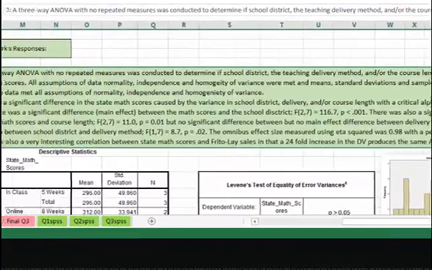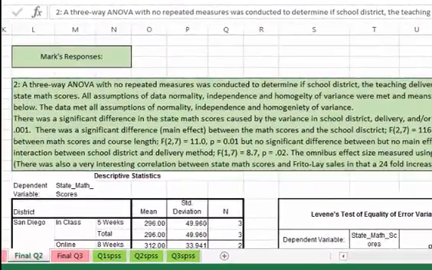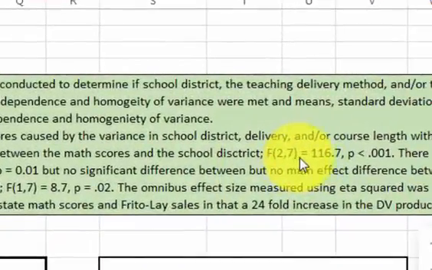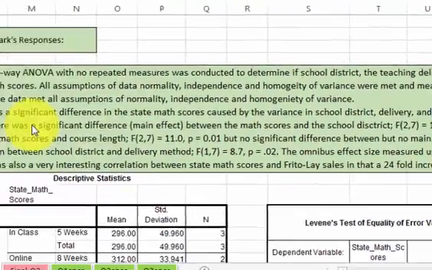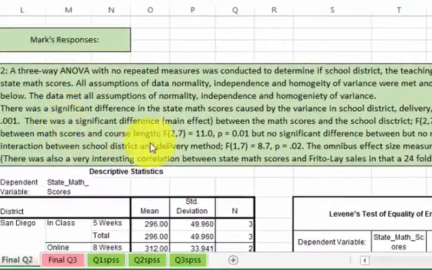Let me see what else you got here. You state there's a main effect of school district, which is perfect. You did that absolutely perfect. P is less than. There was also a significant difference between course length. This P right here, you should have put P is less than 0.01 or whatever it is. And this is APA formatting, this ain't me.